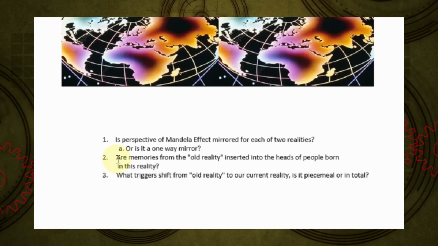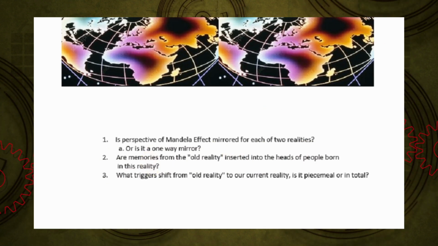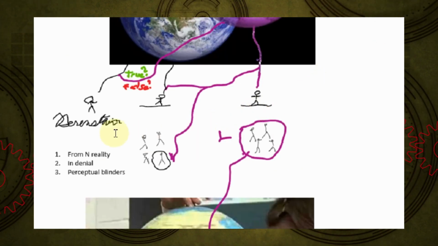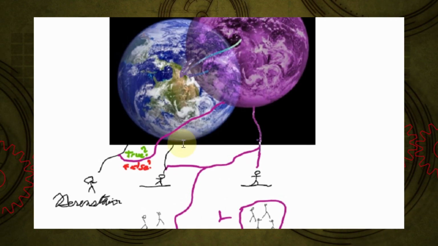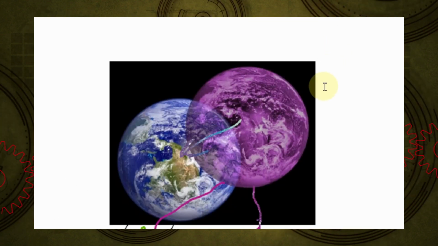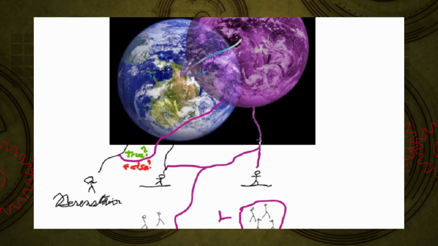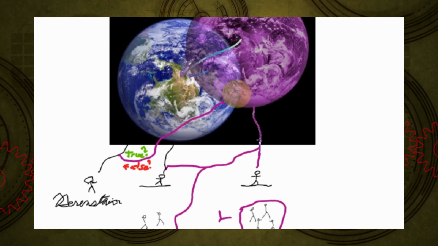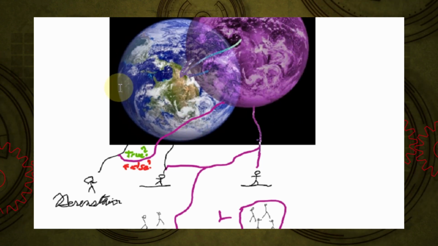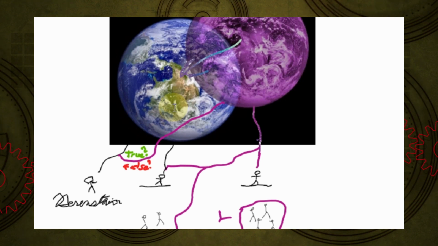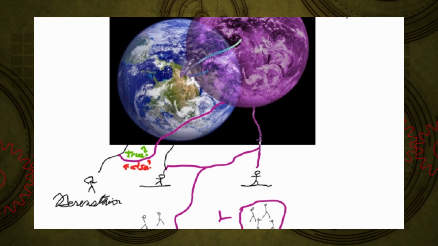Second question: are memories from the old reality inserted into the heads of people born in this reality? And so those people are the Berenstain and individuals who were descendants of those saved by new reality technology. With this line of thinking, with the one mirror theory, there's only intended to be one base reality, which is now the new reality. The other reality is still existing, but with the matrix intentions of causing people in this reality to have the Mandela effects eventually. That goes to true cause. What's the whole purpose and why is this happening?